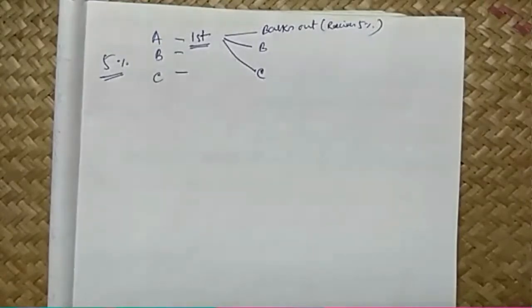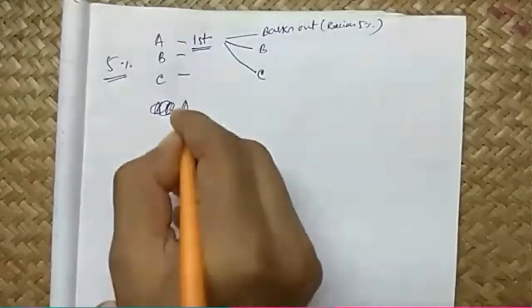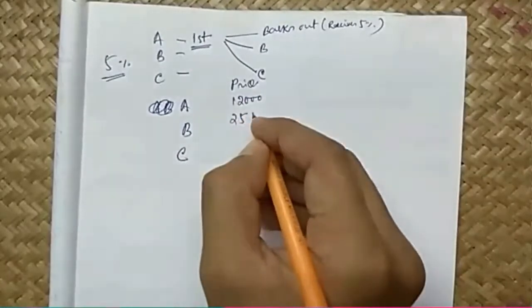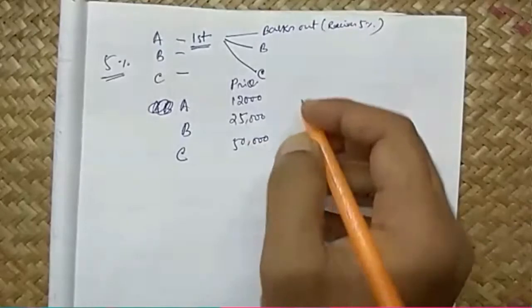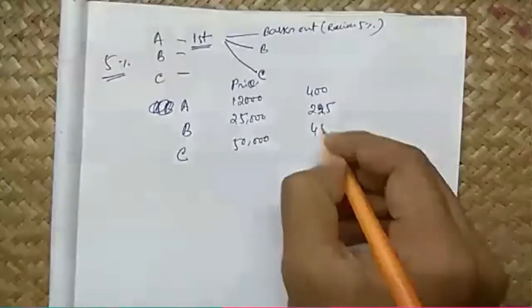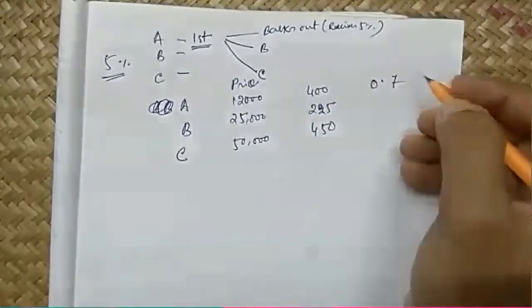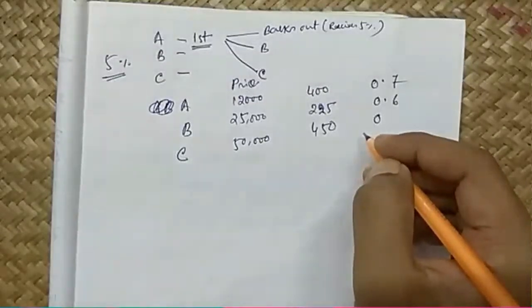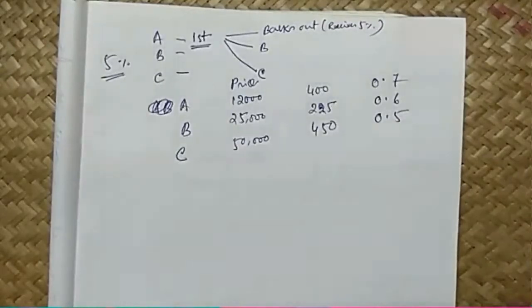Now, the given table summarizes the prices, selling costs, and probability of making a sale. I'm writing the table here so that you can easily understand. For A, B, C, the selling prices are 12,000, 25,000, and 50,000. Selling costs are 400, 425, and 450. Probability of A getting sold in 60 days is 0.7. Probability of selling B in 60 days is 0.6. Probability of selling C is 0.5. Now the question says, draw the decision tree.